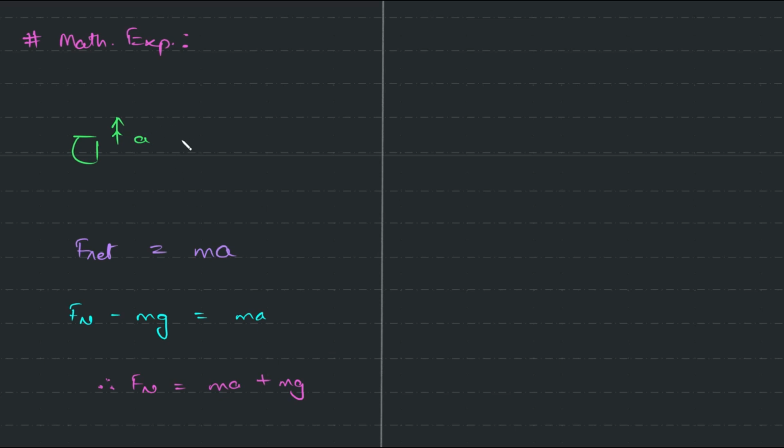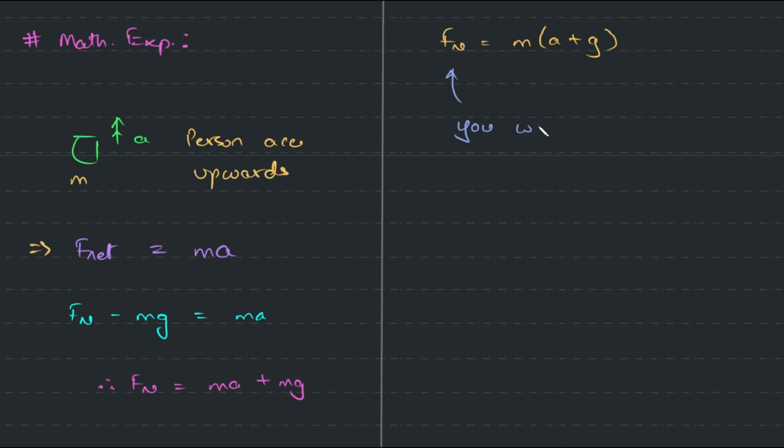Okay, so this is the person accelerating upwards. For that to happen, with this particular acceleration, F net has to be the mass of the person into acceleration. But F net is given by this expression, and when we rearrange, this is the actual expression. This is the net force on the machine. This is your apparent weight. You will feel this, right? Basically, you will feel this.